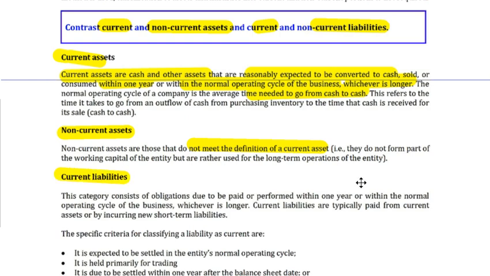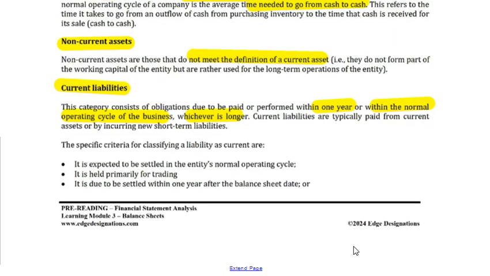Current liabilities are those obligations due to be paid, again, same story as with current assets, within a year or within the normal operating cycle of the business, whichever is the longer. Certain liabilities are paid from current assets. For example, you would pay a current liability from your cash balances, or you could pay them by incurring new liabilities. In other words, taking out a loan and using that cash to pay the old liability, but then remember, of course, you are left with a loan.